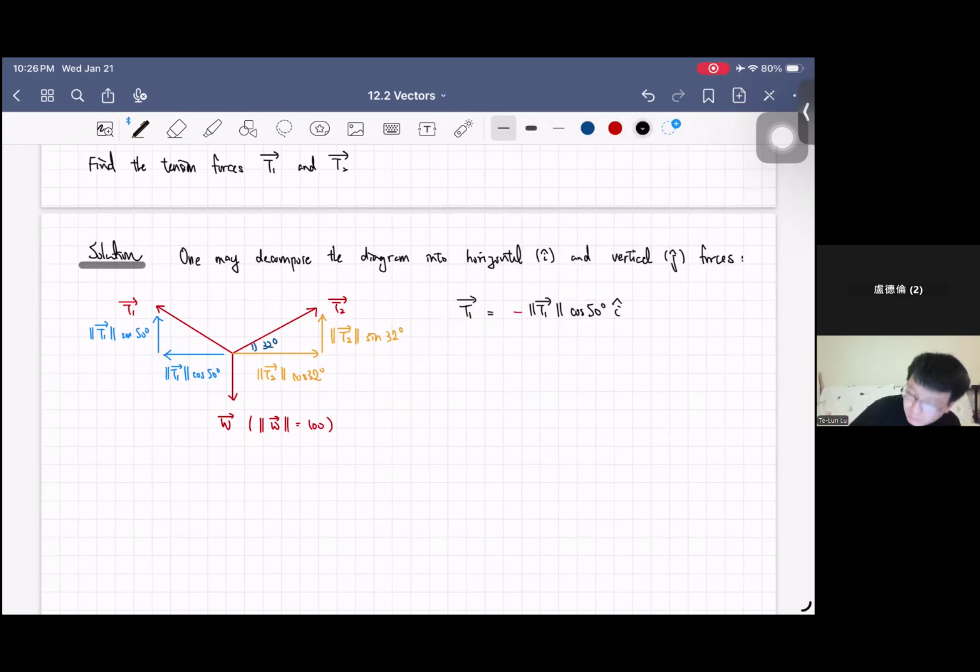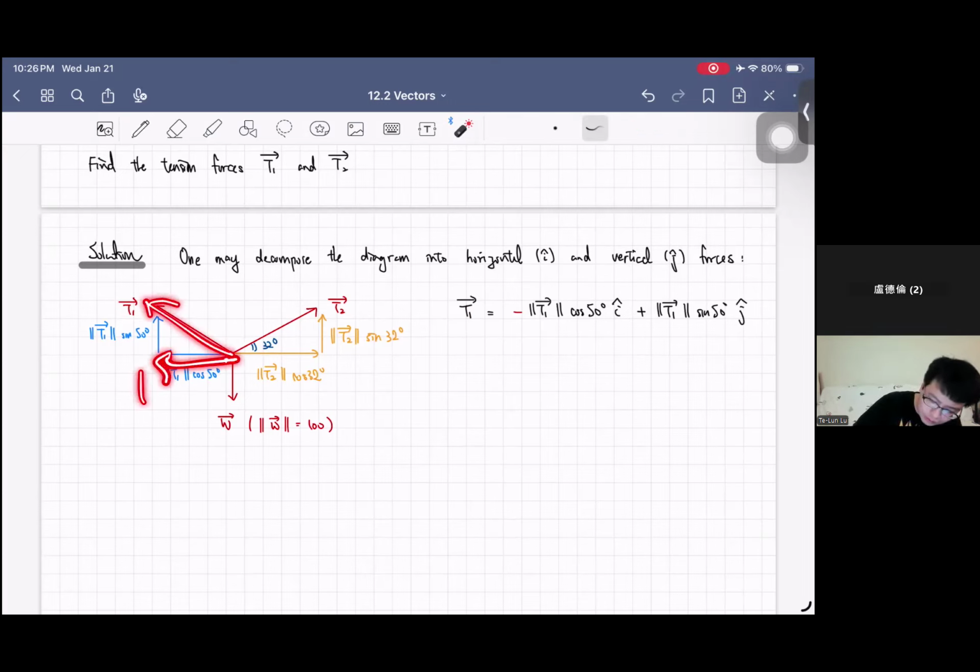And i, remember i is 1, 0. In this case, it's two-dimensional, so it's 1, 0. Plus, we're going upward, right? T1 sine 15 j. Okay, so you see this vector will be the addition of this vector and this vector, right?